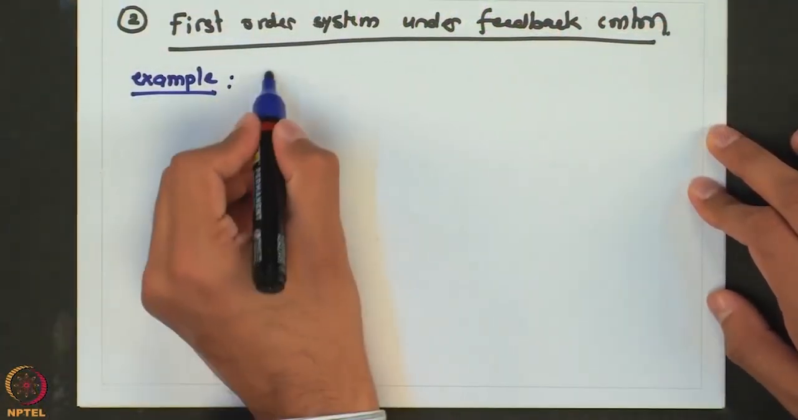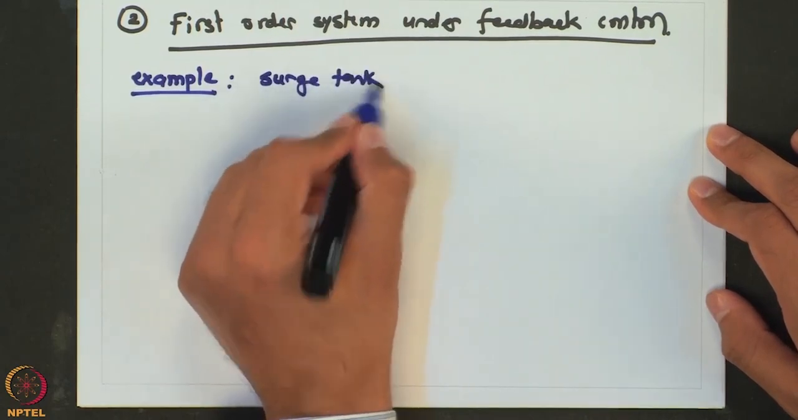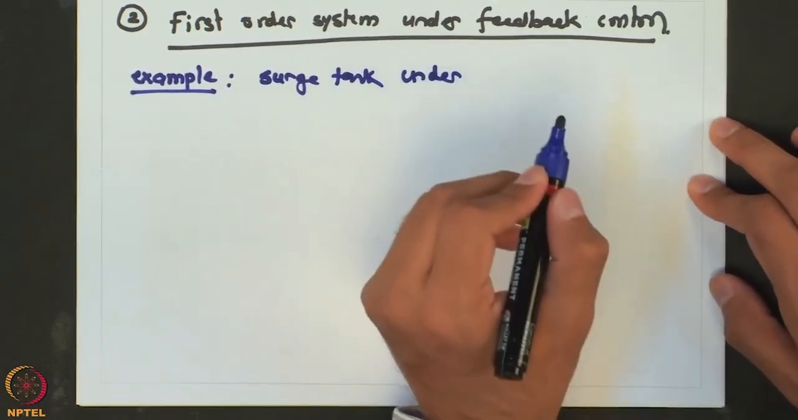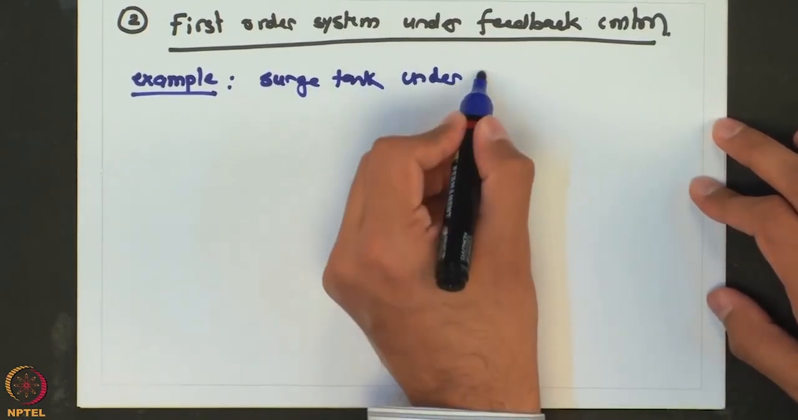In the first week, we had looked at what is feedback control. Just to recap, feedback control is a control mechanism wherein you measure the controlled variable, and then looking at the deviation of that controlled variable from its desired value, you change the manipulated variable. So, you take a feedback from the system and make a change to the manipulated variable. So, here the system which we are going to consider is the simple surge tank which we have been seeing as a first order system. So, the example we are going to consider is a surge tank under a specific type of feedback control, which is integral control.